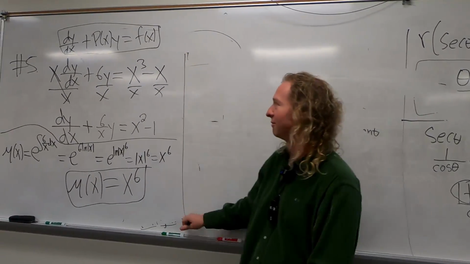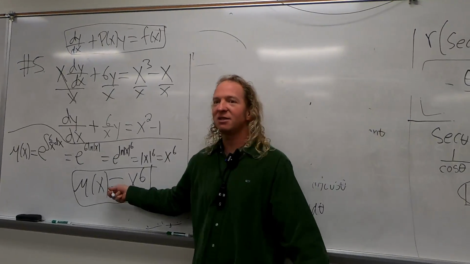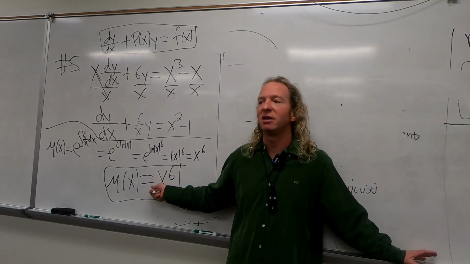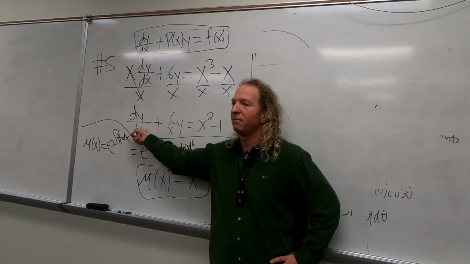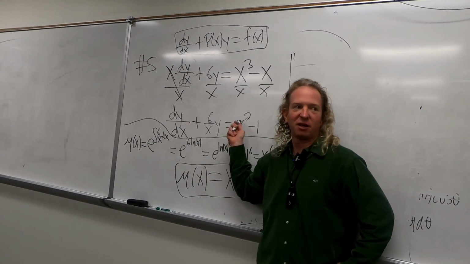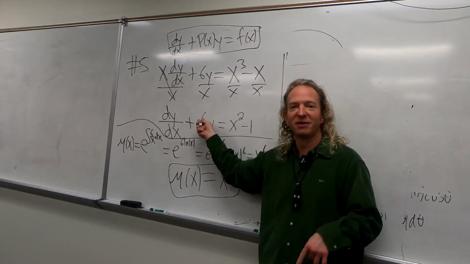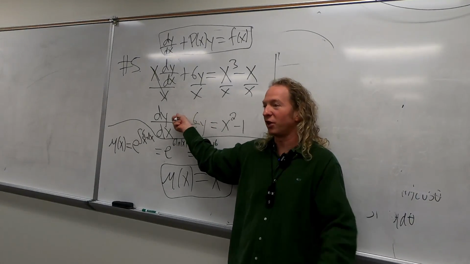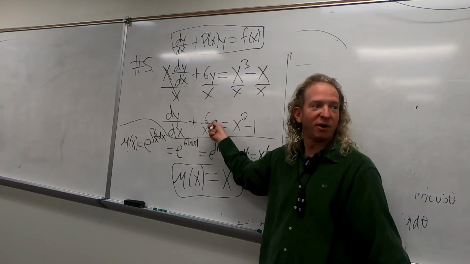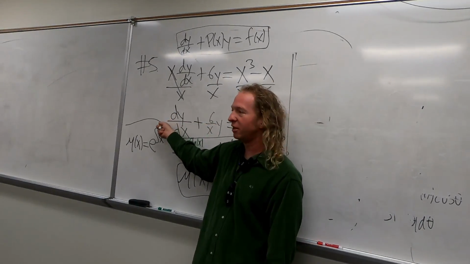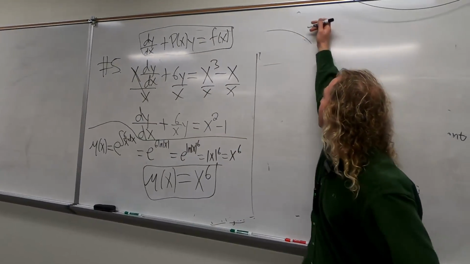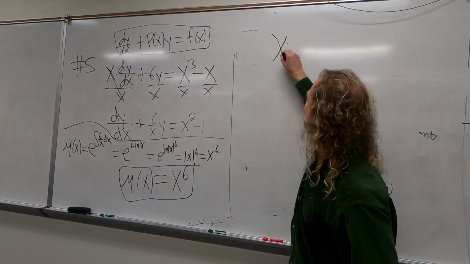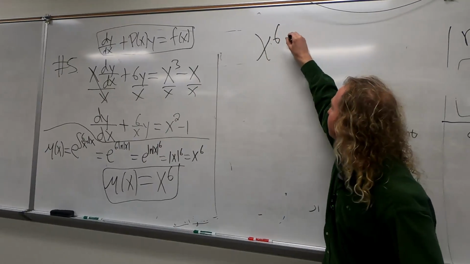Now we have to take this and multiply the entire DE by this. Which one do we multiply, the original or the one we modified and made pretty? Yeah, the clean one, the one in standard form. So we put an x to the 6th here, we put one here, we put one here. So it would be x to the 6th dy dx.